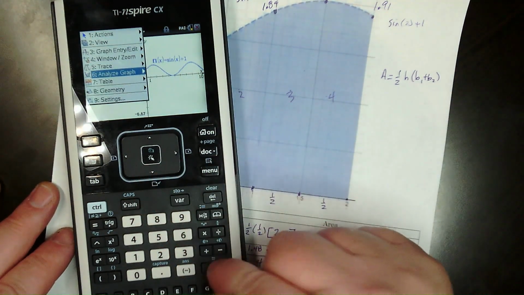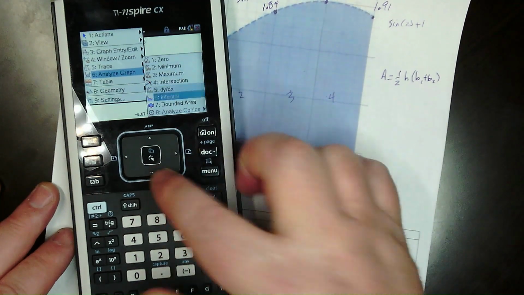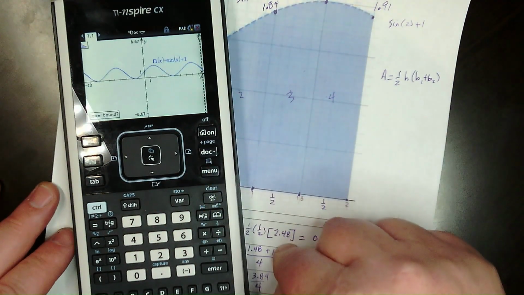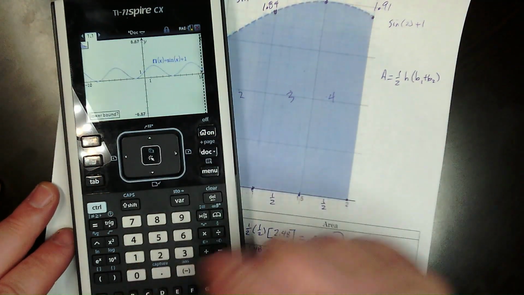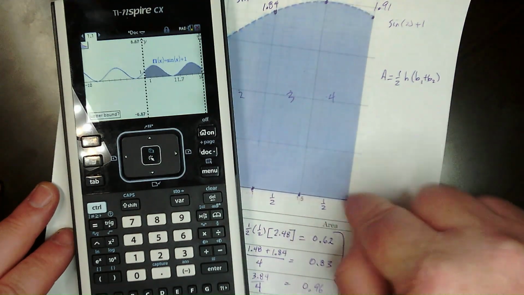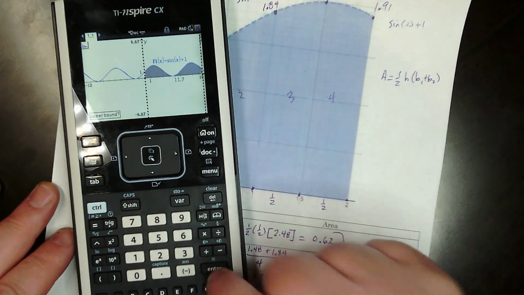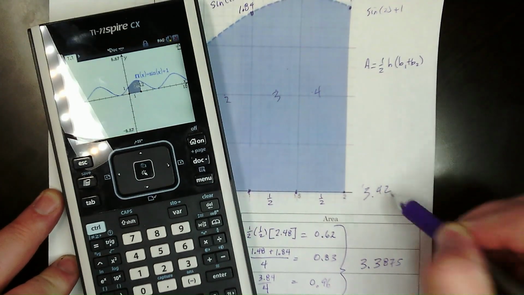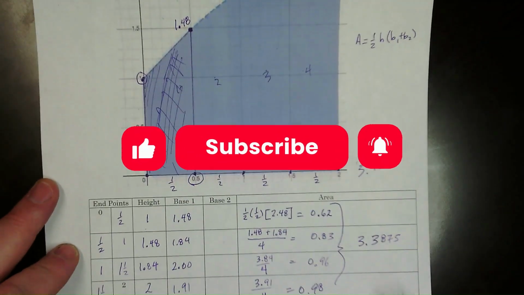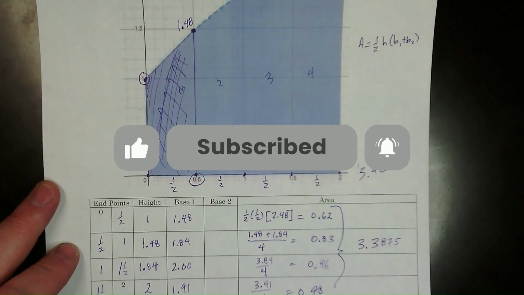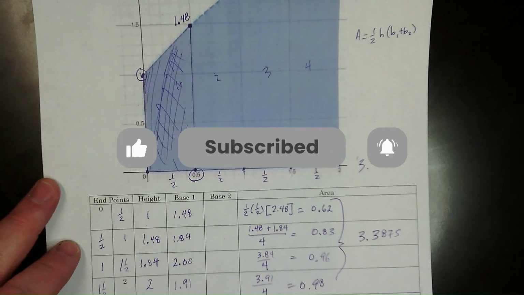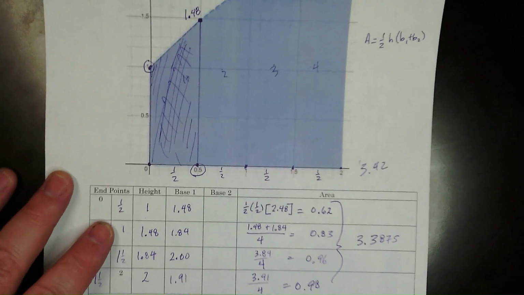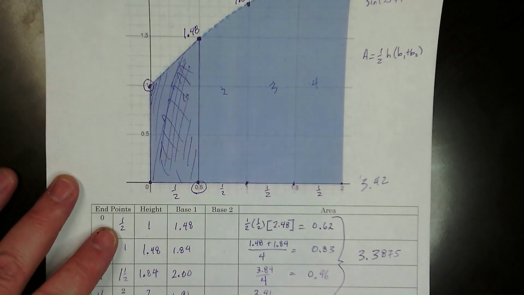So now let's go ahead and do an analysis of our graph. What we're going to do is find the integral, number 6, and our lower bound is 0, and our upper bound is 2. 3.42. So we're pretty close. We're actually a little under, but there we go. 3.42 is the actual. So I hope this has been helpful, and hope you have a good day.